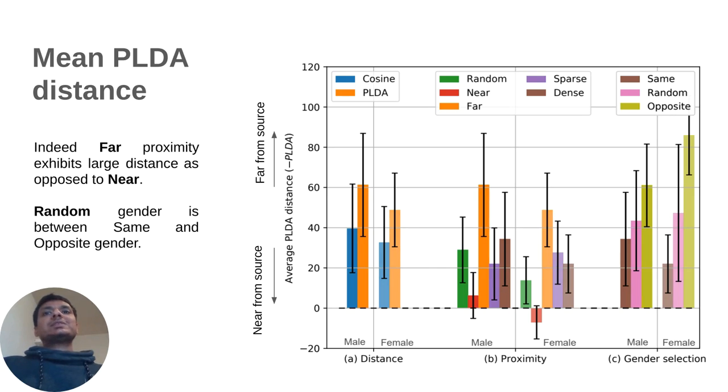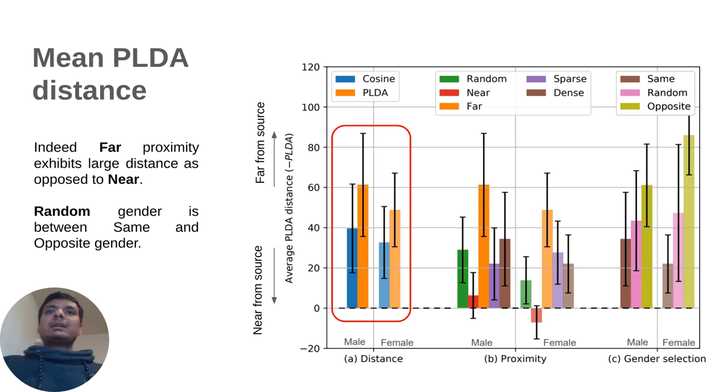Now let us answer the question which we asked regarding the averaging of X vectors. Does it really produce target X vectors which are far from the source after averaging? So on the y-axis, you can see it's minus PLDA. Because PLDA is an affinity metric, we report the minus PLDA as the distance metric. And a higher value in this will indicate that the pseudo speakers are far from the source.